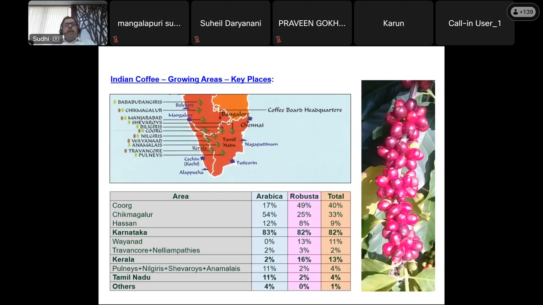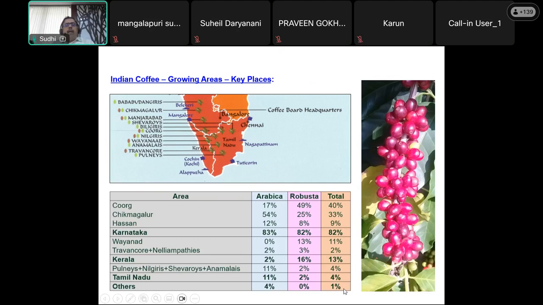So just on the map, if you look at it, the coffee is grown in the Western Ghats, in most of the regions of Karnataka, Kerala and Tamil Nadu. And this is the split: about 82% of the coffee gets produced in Karnataka, about 13% in Kerala, and 4% in Tamil Nadu, and other non-traditional markets about 1%.